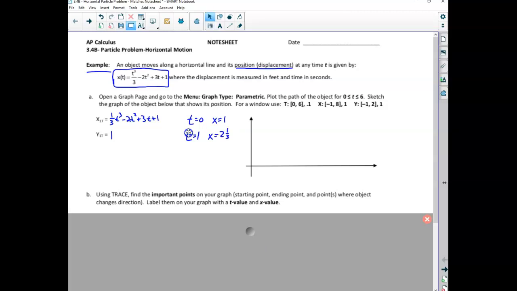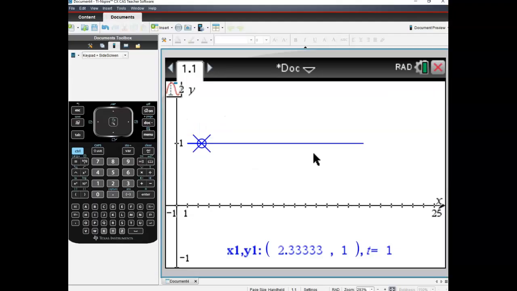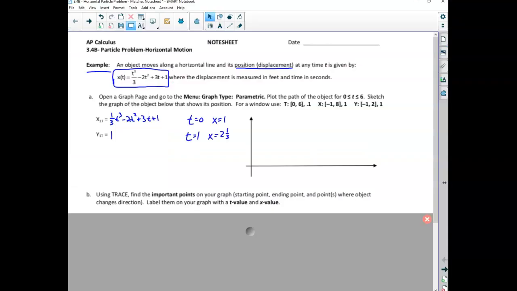So I'm going to come back to my calculator here and keep going. Now I'm moving left, moving left, moving left. It's weird because I'm pushing the right arrow and it's moving left. And I see right about here, 2.93. Oh, now it's coming back, right there. There it is. T equals 3. I am back at position 1 again. So I'm going to come back here and log that: at t equals 3, x equals 1.